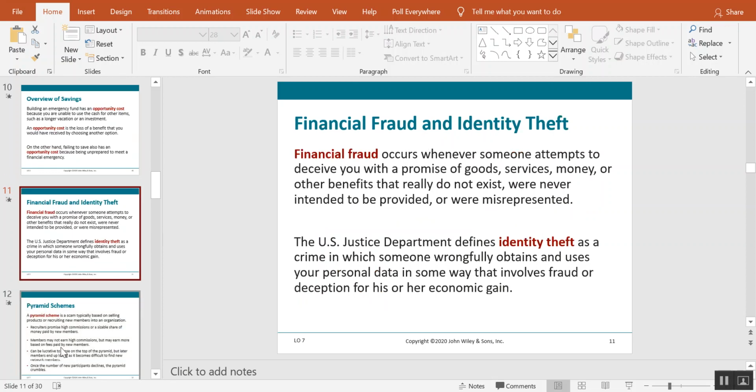There are also some things to consider about financial fraud and identity theft, and this is also out of chapter 7. Financial fraud is where somebody deceives you with a promise of something, and you give them some money and they don't really come through for you. Financial fraud is an intentional and willful misleading of somebody to get their money.